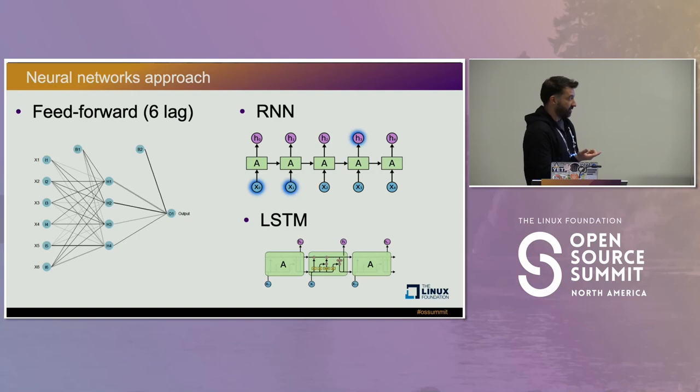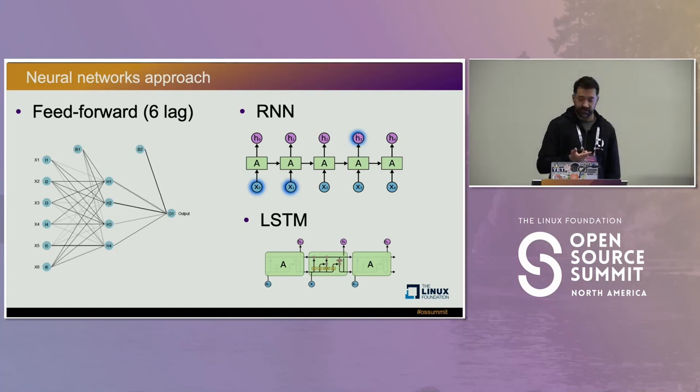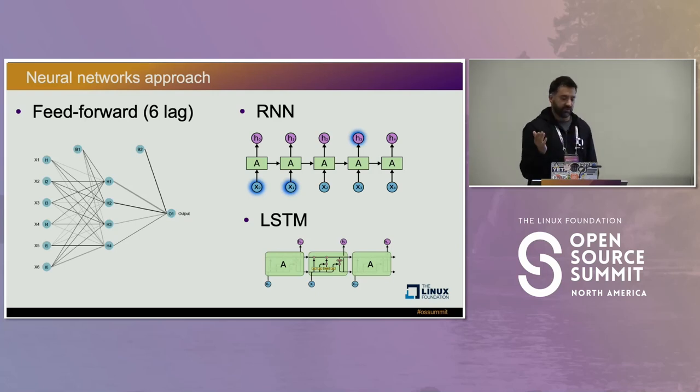But we still have a problem: if the series is pretty long, the weights will go lower and lower and lower. So if you have a series where you need to pay attention to the previous 20 data points, the network probably won't be able to detect them very well, because of the vanishing gradient.